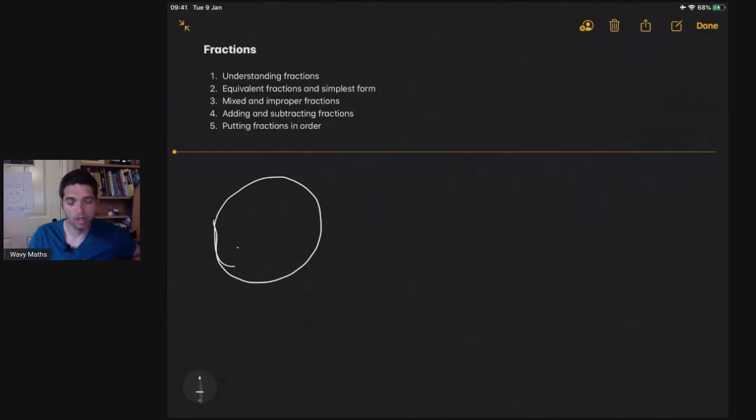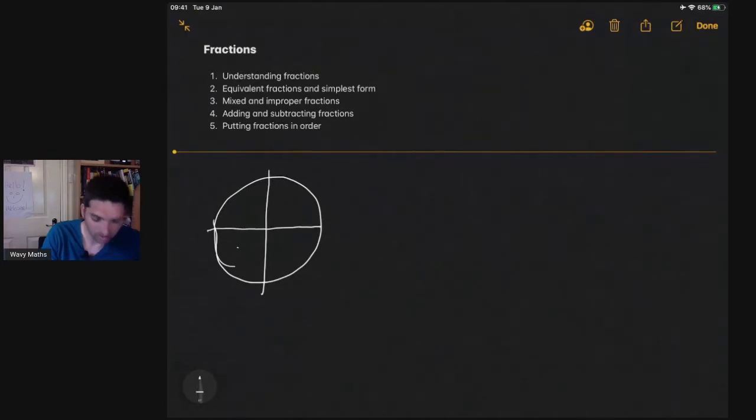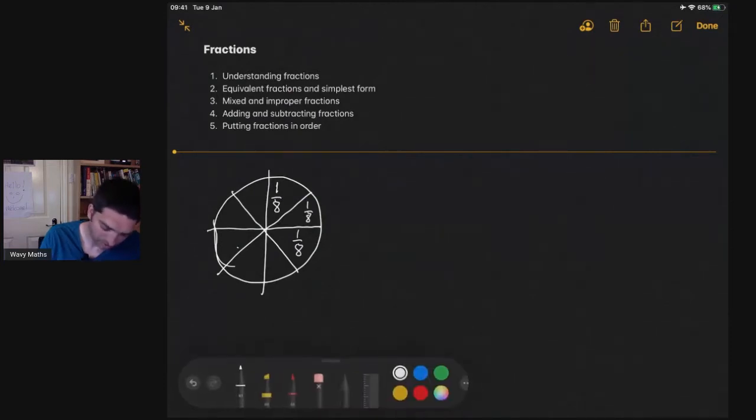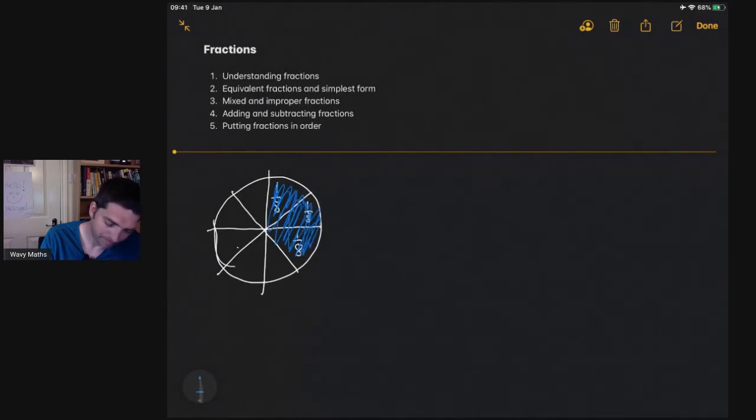So we have a circle. The best way to think of fractions is that example of a cake. So if we cut a cake up into 2 pieces, we've got a half. And if we cut each piece into half again, then we've got a quarter. If we cut each quarter up into half again, then we've got 1/8. All right. And if we were then to eat 3 pieces of the cake, we would be eating, if I shade it in, 3/8 of the cake. So straight away, that's the definition of what a fraction is there.